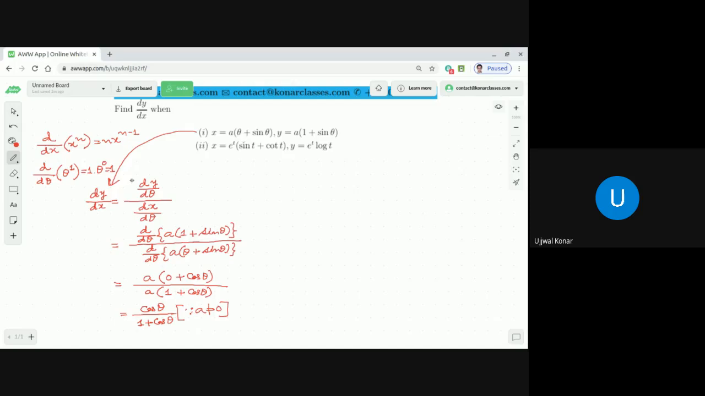Anyone got the answer? Mohor? Ragnik? Good morning. Disha? Sujita? Dibansu?